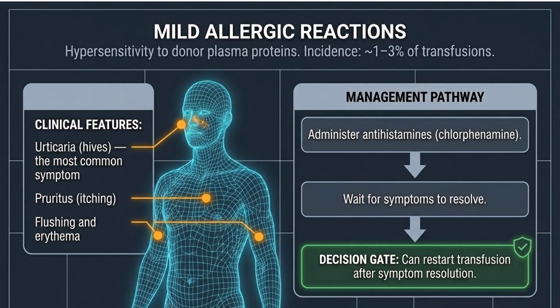The management pathway includes: administer an antihistamine, wait for complete resolution, and do not restart while symptoms are still present. The decision gate: once it is completely resolved, you can restart the transfusion at a slower rate but with close monitoring. For patients with recurrent mild allergic reactions, consider washed blood products, that is, plasma removed, in refractory cases.